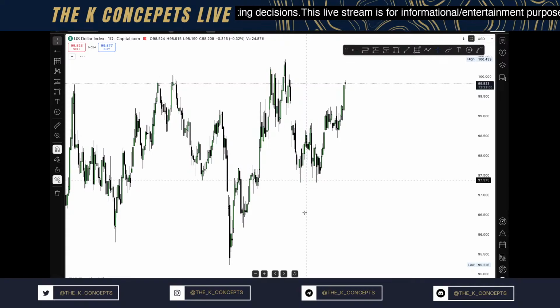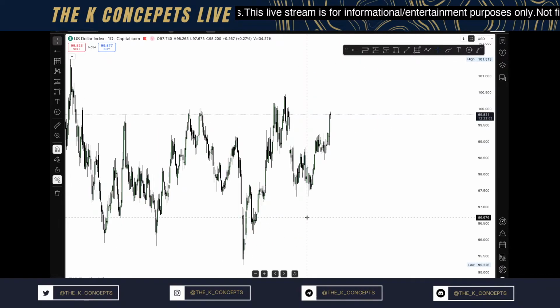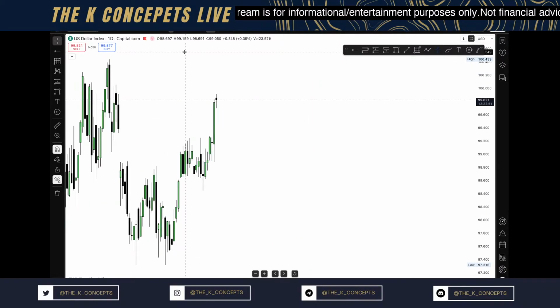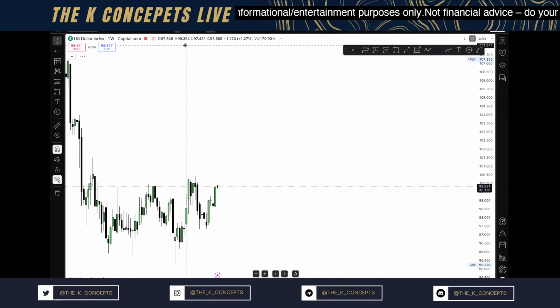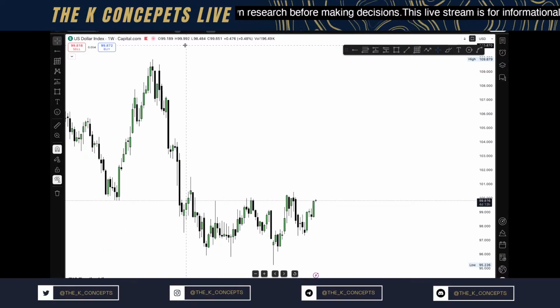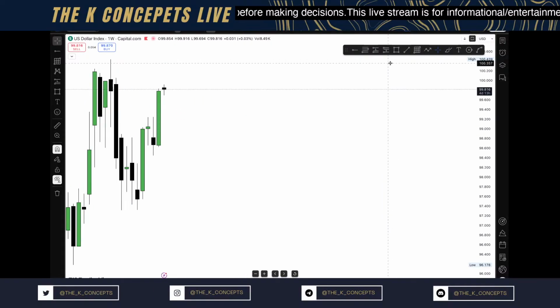So here we go. This is the dollar index, and by the way, this is how I filter out and make my weekly forecast. You can learn a lot from this. Just head into the weekly time frame and mark the highs and lows.